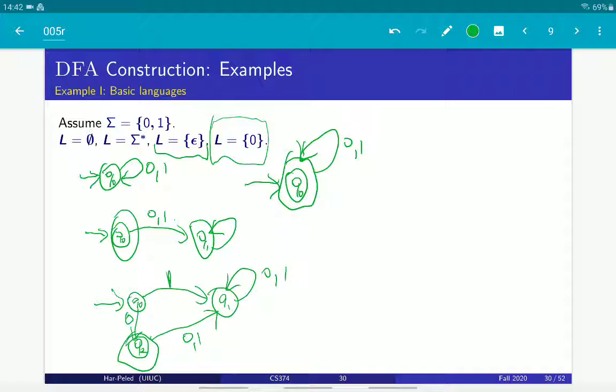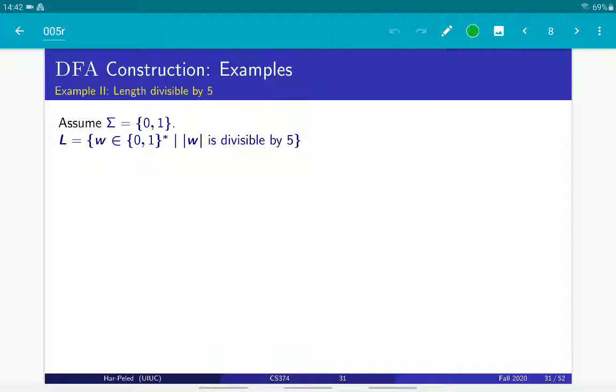So far, those examples are pretty easy. So let's do a more interesting example. We want all the strings such that the length of the string is divisible by 5, right? So clearly, we want to count the length of the string, but we don't really care about the length itself. We just care about the length of the string modulo 5, right? So we just need to have states that capture this, right?